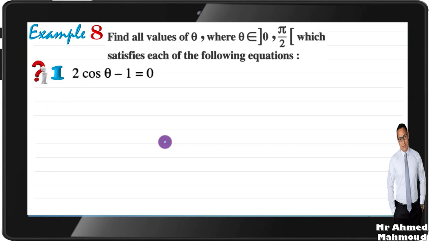Find all the values of theta where theta belongs to the interval 0 to pi over 2, which satisfy the following equation: 2 cosine theta minus 1 equals 0. First, I'm going to send 1 to the other side, so 2 cosine theta equals 1. Then I send 2 to the other side, so cosine theta equals 1 over 2.